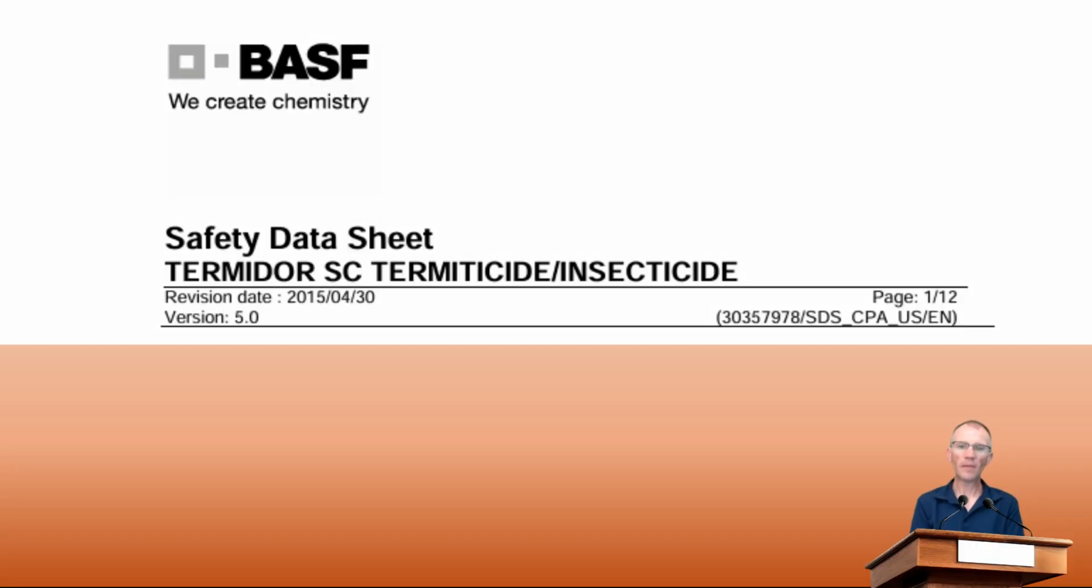I want to take a few minutes and show you what a safety data sheet looks like. In this case, we're looking at a product made by BASF. This is a safety data sheet for Termidor SC, termiticide insecticide. Now this is going to be a very common product used in the pest control industry. You can see the revision date on this is April 30th of 2015.